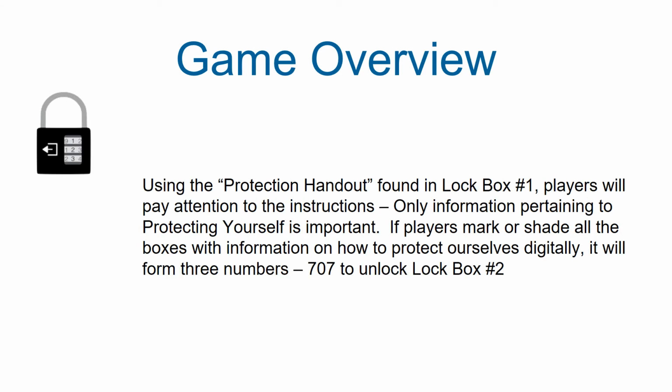The next lockbox: using the protection handout found in lockbox number 1, players will pay attention to the instructions. Only information pertaining to protecting yourself is important. On this handout, you'll notice that it's a very big grid with ways to keep yourself safe, but also our devices safe. If players only pay attention to the protecting yourself boxes and shade them in or mark them, they'll notice that these boxes create the shapes of 707, which is the code to unlock lockbox number 2.